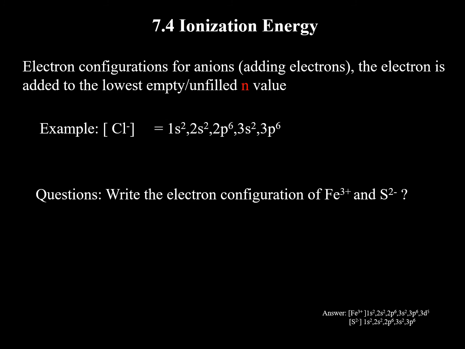The electron configurations for anions, adding electrons: the electron is added to the lowest empty unfilled n value. So normally for chlorine, it's 1s2, 2s2, 2p6, 3s2, 3p5. But when you add an electron, you add it to the lowest unfilled n value, which is 3p6, and this Cl minus will have an isoelectronic configuration with argon.